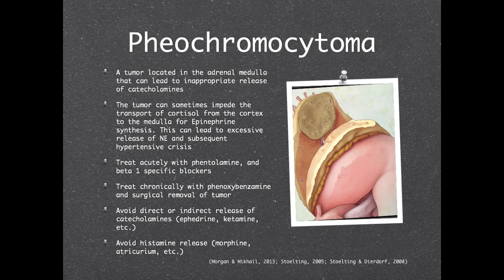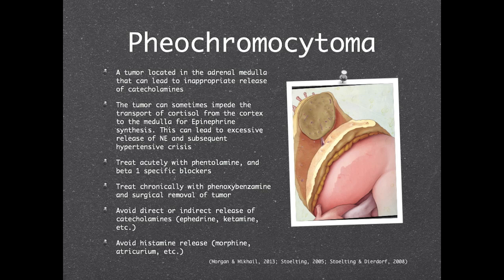Sometimes the tumor impedes the transport of cortisol from the cortex to the medulla. This inhibits the production of epinephrine and leads to the inadvertent release of epinephrine's precursor, norepi. Norepi has a greater affinity for alpha-1 receptors than does epi, and can cause extreme hypertension. Treatment for pheochromocytoma is phentolamine for an acute exacerbation or phenoxybenzamine for chronic control.